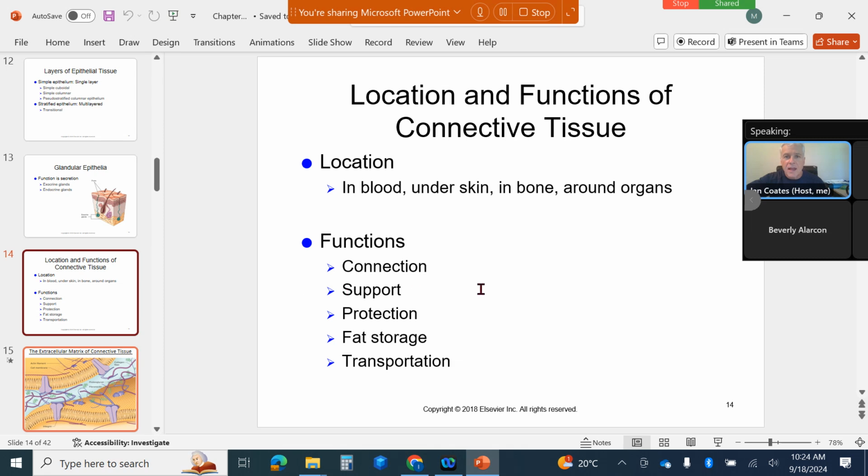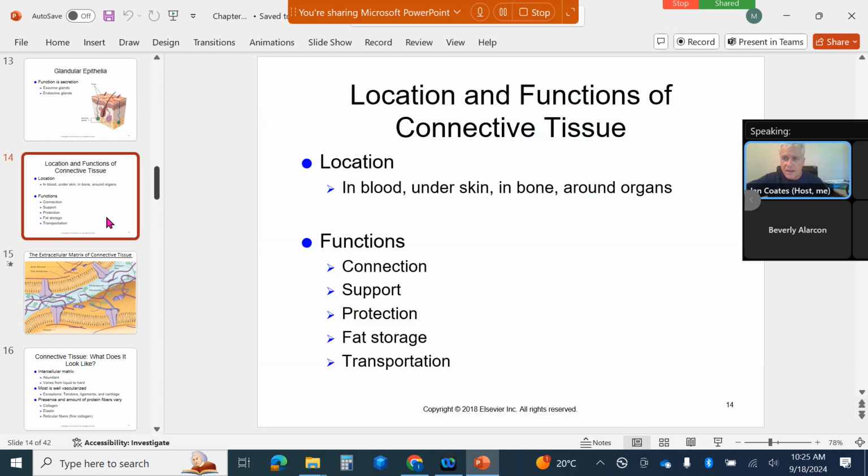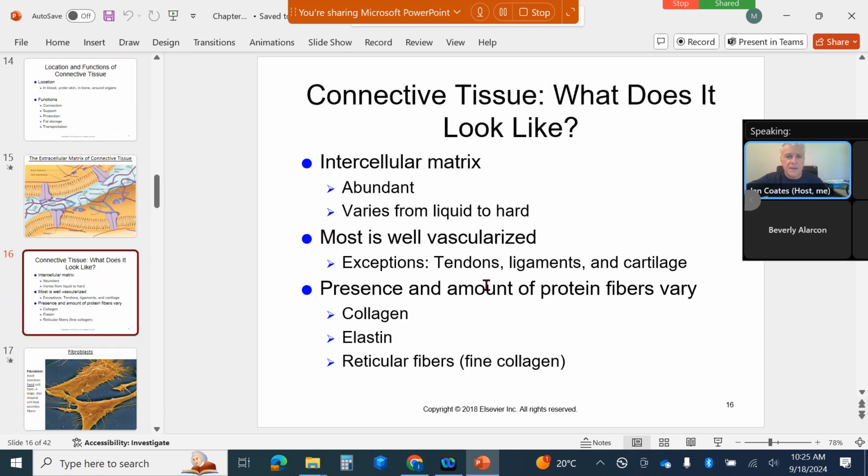Okay. Connective tissue. Location: blood, under the skin, bone, around the organs. Function: connecting, support, protection, fat storage, transportation. The extracellular matrix of connective tissue has fibrous proteins, collagen fibers. You know, that's what connective tissue is. Blood is connective tissue. It's all there to connect, support, protect. Connective tissue, the name implies, right?